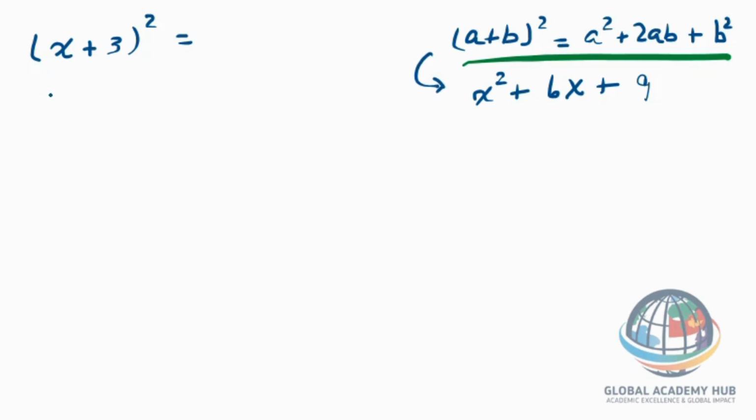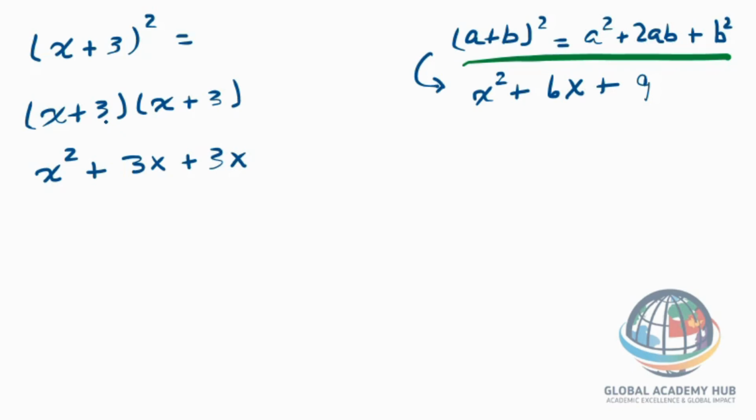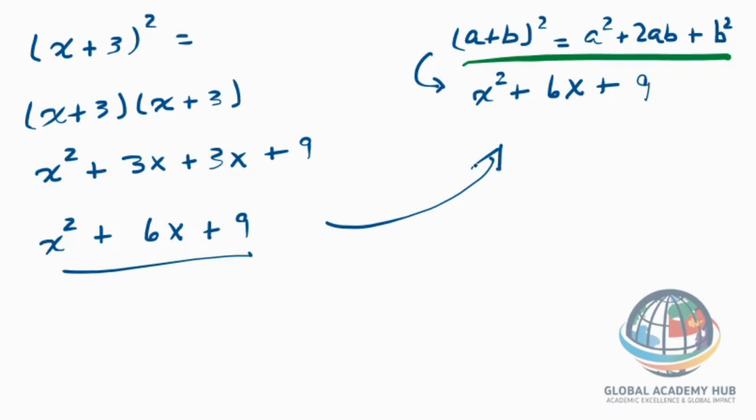Let's see if that's the same thing I get when I expand. So (x + 3) multiplied by (x + 3), and I'm going to go ahead and multiply everything inside the first bracket by everything inside the second bracket. And so I'm going to get x times x, that's x², plus x times 3, that's 3x, plus 3 times x, that's 3x, plus 3 times 3, that's 9. So here I have x² plus 3x plus 3x, well, that's 6x, plus 9. There you go.